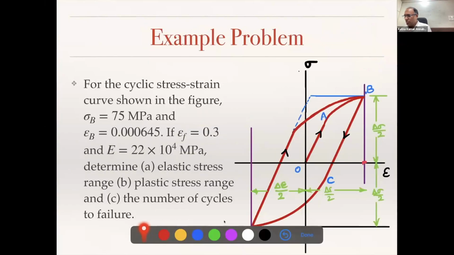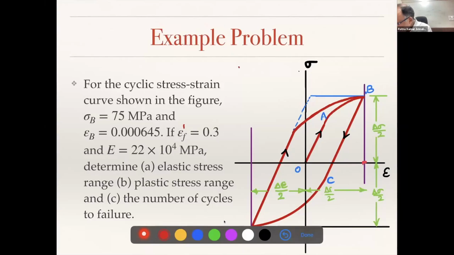Right? So now one can calculate for this particular system, for the cyclic stress strain curve shown in the figure, sigma b is equal to 75 MPa, epsilon b is 0.000655, epsilon f is equal to 0.3, and E is equal to 22 into 10 power 4 MPa. Determine elastic stress range, plastic stress range, and the number of cycles for failure. Epsilon F is nothing but epsilon F dash. Can you solve this problem?